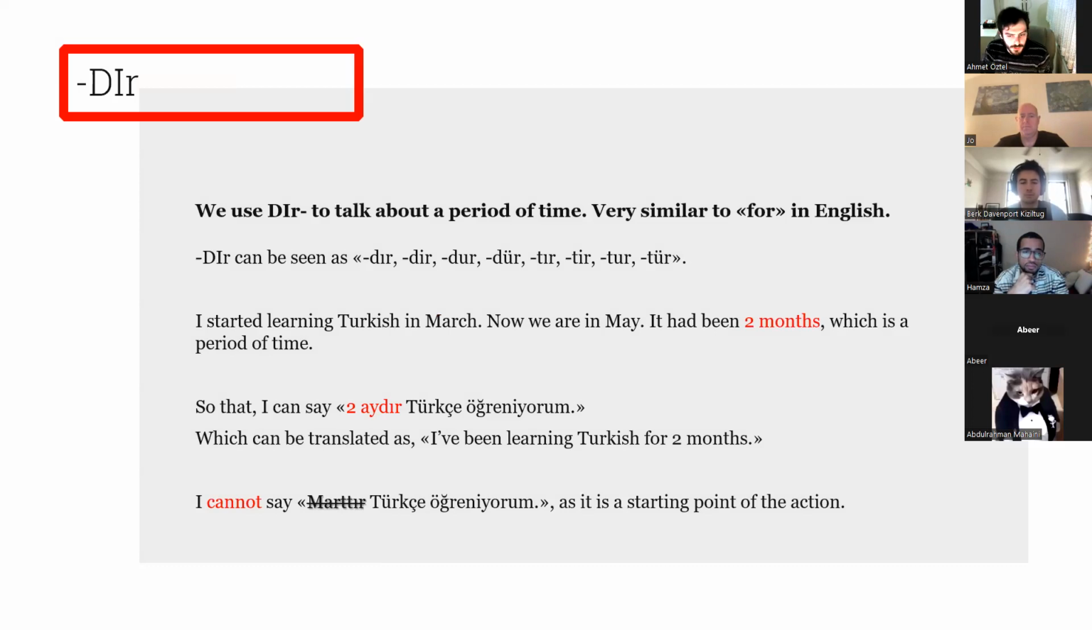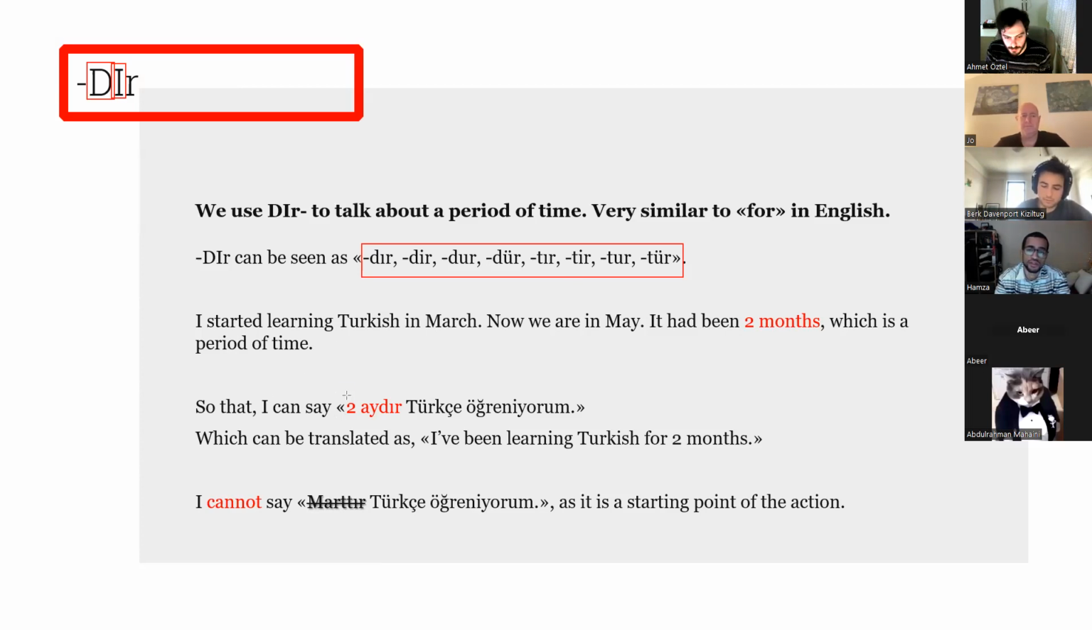As I told you earlier, we have 4 options for the I-type vowel harmony, and 2 options for the consonant assimilation. So in total, I have 8 options in order to say "for" in Turkish. And "for" only comes after a period of time. So if I have a period of time, like I have been learning Turkish for 2 years, for 2 months, basically if I have a number and the gap from the starting point till now, then I use dır, dir, dur, dür, tır, tir, tur, tür.